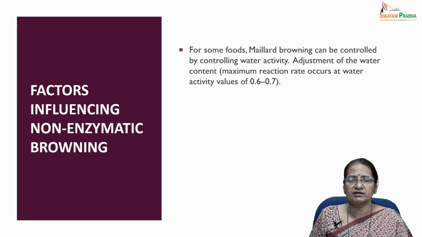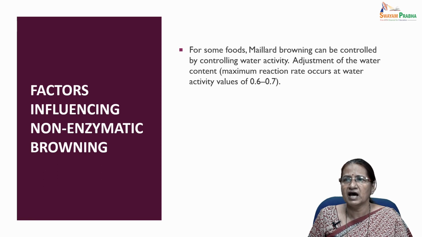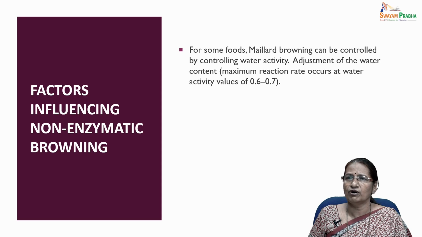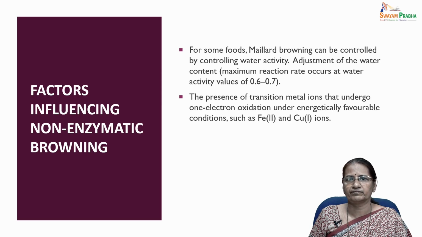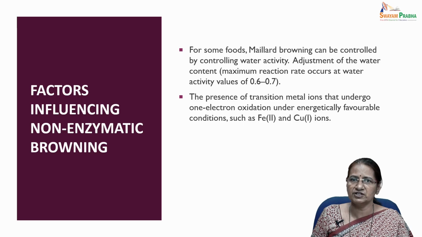For some foods, Maillard browning can be controlled by controlling water activity. Adjustment of the water content, that is, maximum reaction occurs at water activity values of 0.6 to 0.7. The presence of transition metal ions that undergo one electron oxidation under energetically favorable conditions, such as iron and copper ions.